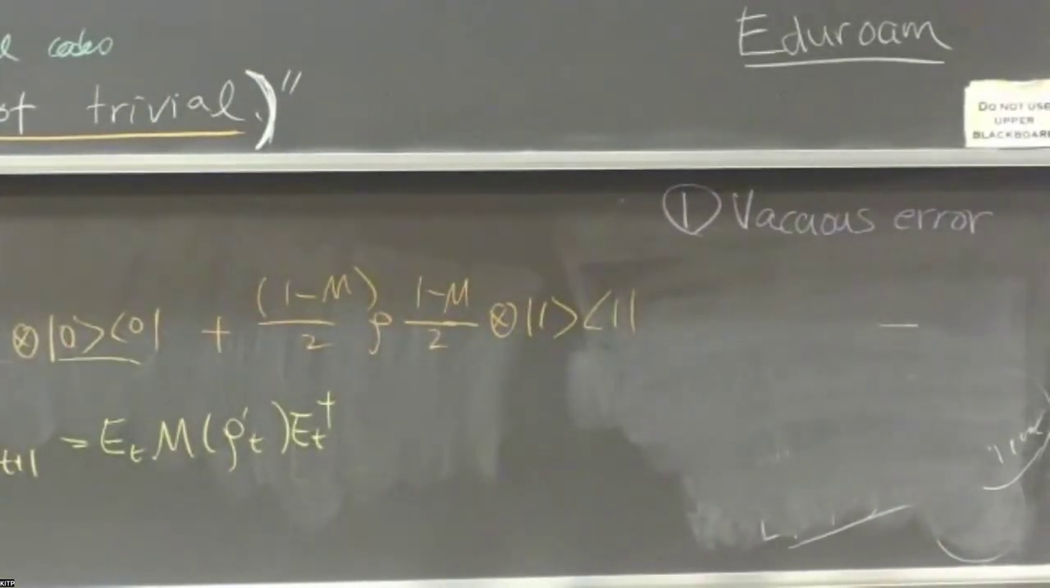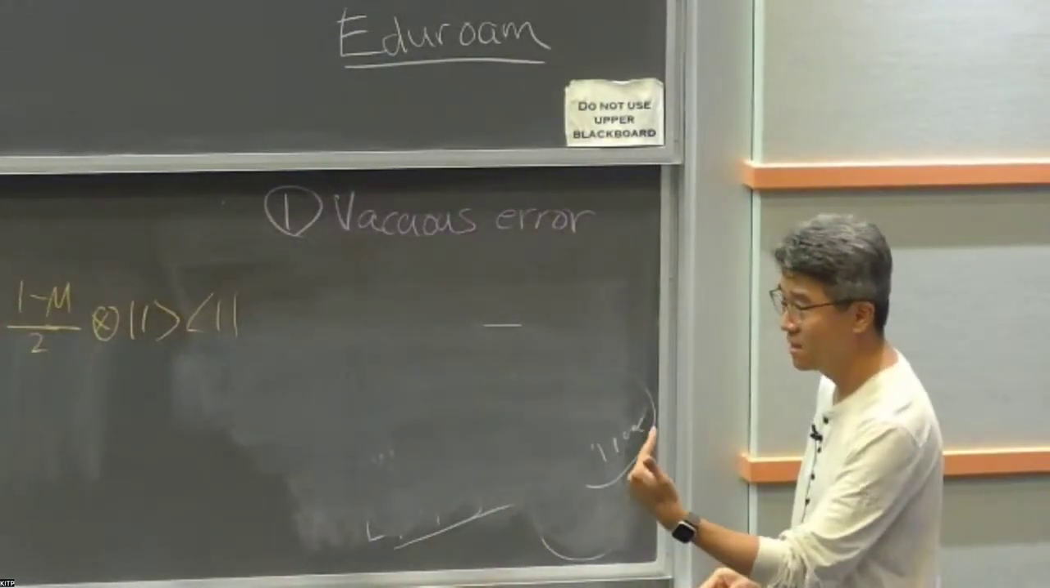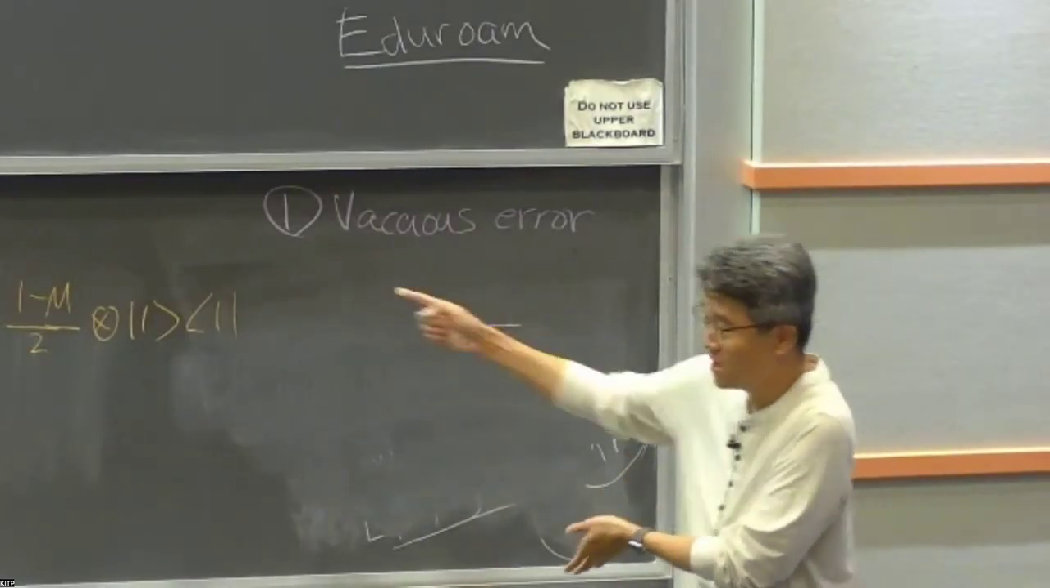We call it vacuous error. It's a one time step supported space-time error that is exactly the operator that you are measuring at that moment. Certainly it does nothing to the history of the density matrices.